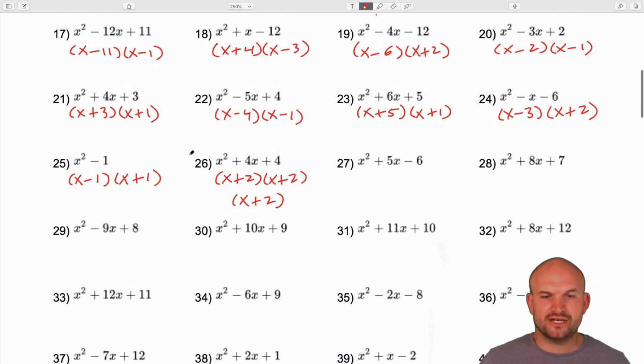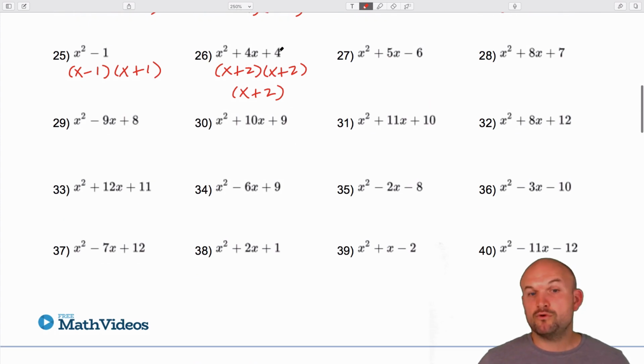Let's use that understanding over here. The square root of 4 is 2. 2 times 2, or doubling 2, is 4. That's my middle term. Since my middle term here is positive, both factors are positive. And you can see how that works.